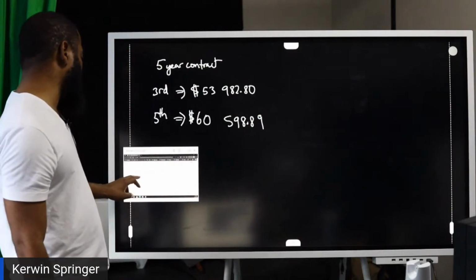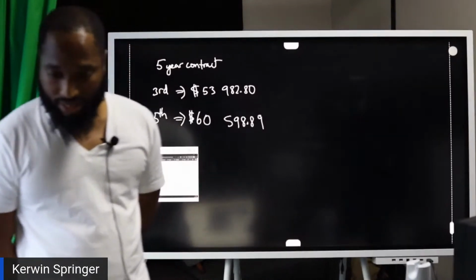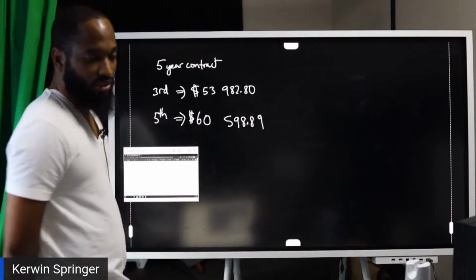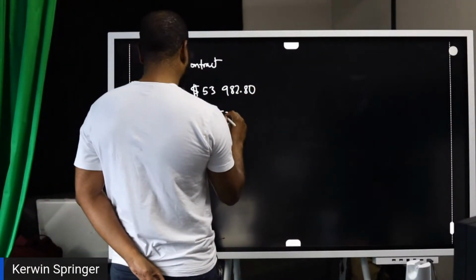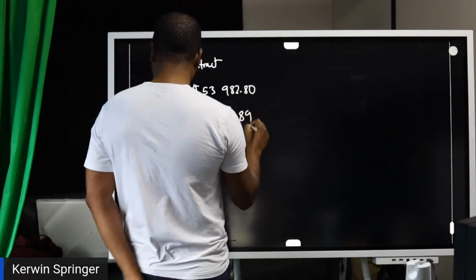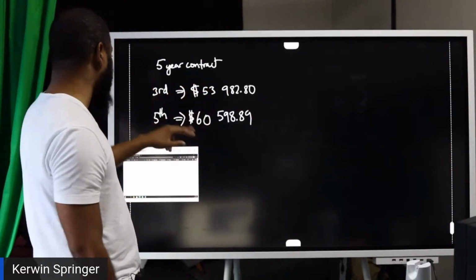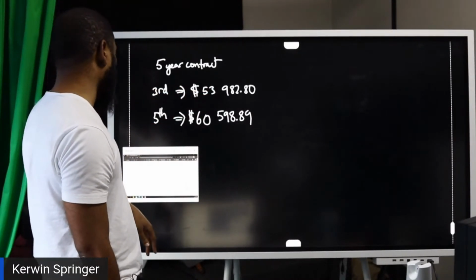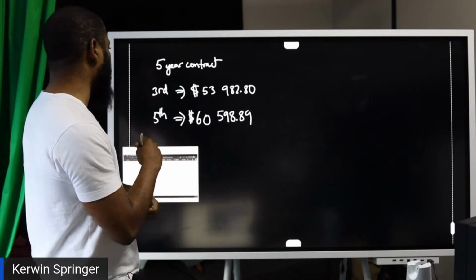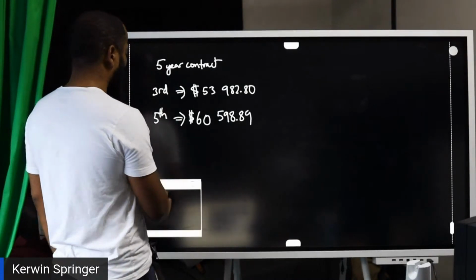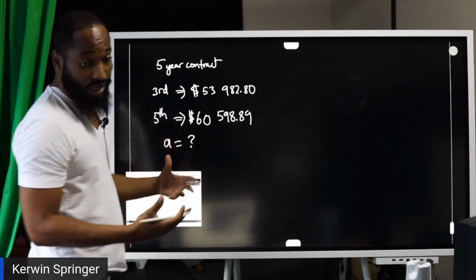I guess they want to know if the increase follows a GP, a geometric increase. An accountant is offered a 5-year contract with an annual increase. The accountant earned this salary in the 3rd year, this salary in the 5th year. If the increase follows a geometric progression, calculate the amount paid in the 1st year. So we have to calculate a, the first term, the amount paid in the 1st year.